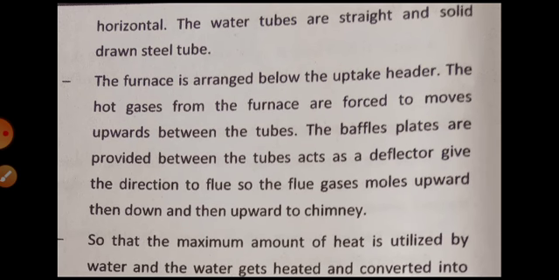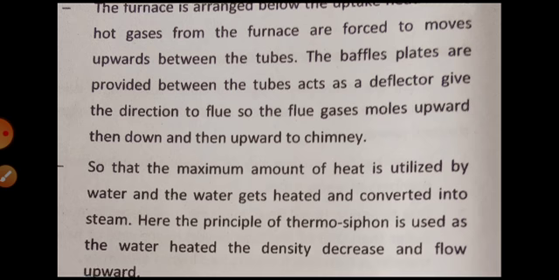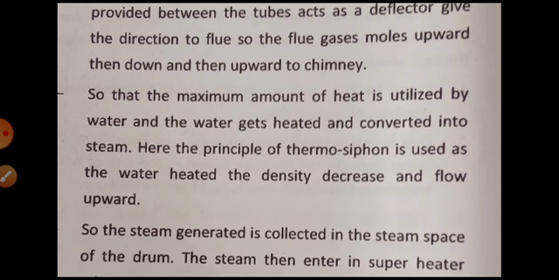The furnace is arranged below the uptake header. The hot gases from the furnace are forced to move upward between the tubes. The baffle plates provided between the tubes act as deflectors and give direction to the flue gases, so the flue gases move upward, then downward, and then upward to the chimney, so that the maximum amount of heat is utilized by water, and the water gets heated and converted into steam.